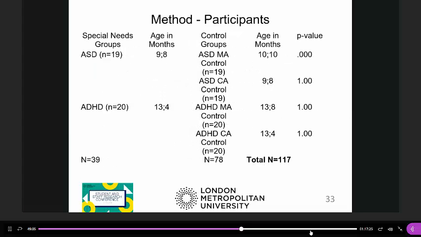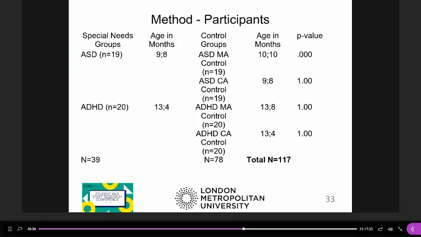So these data have all been collected by Ridi. She collected the data at local schools in Hounslow in London, and there are special schools in Hounslow where we had the special needs groups. The needs were so severe that they were referred to special schools, like the children with ASD and the children with ADHD.